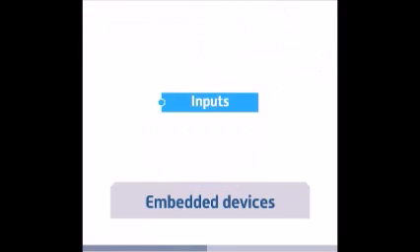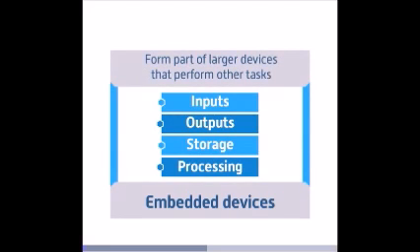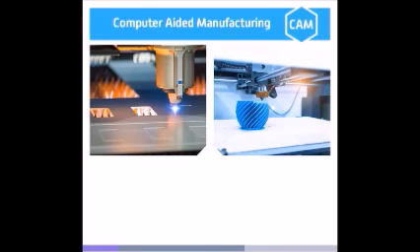They handle inputs, outputs, storage and processing. They form part of larger devices that perform other tasks. This pod looks at control systems and manufacturing systems. Computer systems that form part of the manufacturing process are known as computer-aided manufacturing, or CAM technology. Two examples of CAM devices are laser cutters and 3D printers.